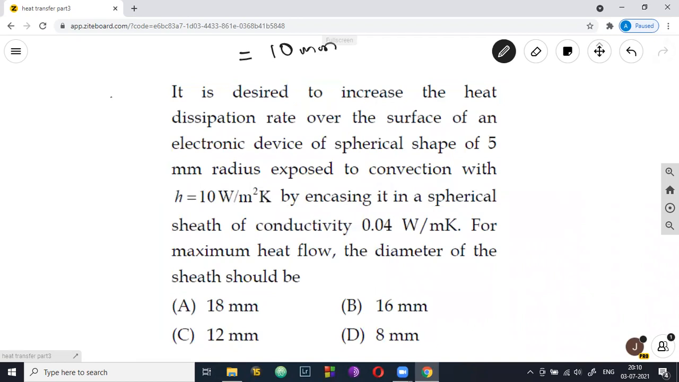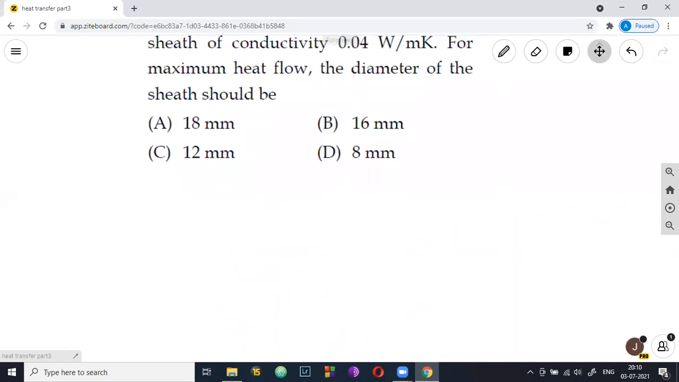Question number 23. It is desired to increase the heat dissipation rate over the surface of an electronic device of spherical shape of 5 mm radius exposed to convection with H of 10 watt per meter square Kelvin by encasing it in a spherical sheet of conductivity 0.04. For maximum heat flow, the diameter of the sheet must be. Okay, let's work it out. So this is also for maximum heat flow.